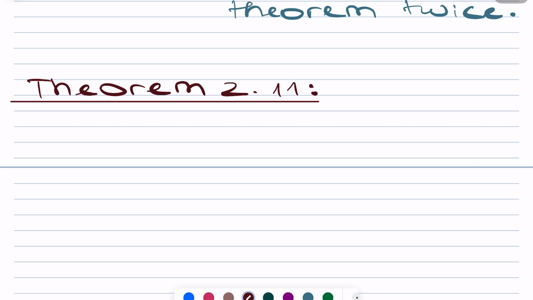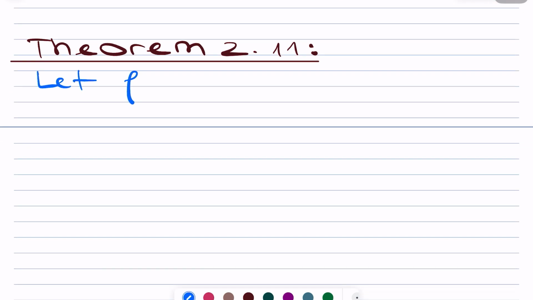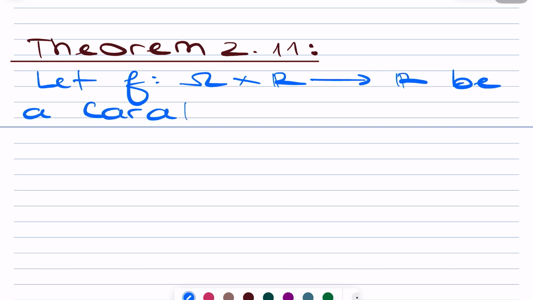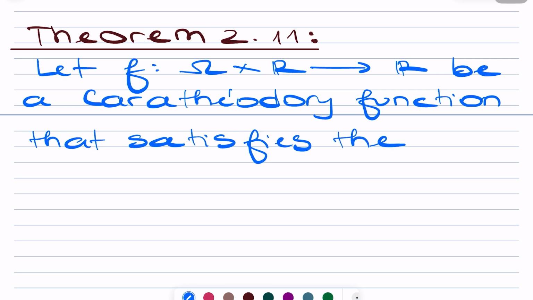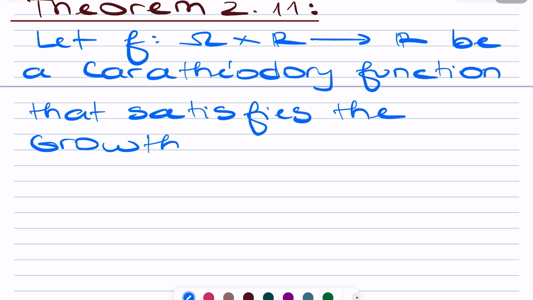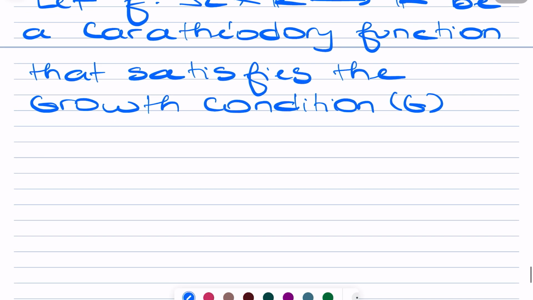Okay, so again, we recall the assumptions. Let f, defined from omega, be a Caratheodory function that we defined at the very beginning, that satisfies the growth condition G for 1 less or equal than Q strictly less than P.